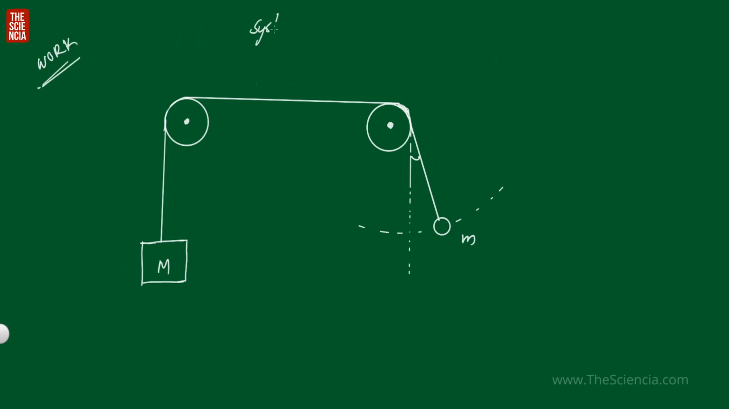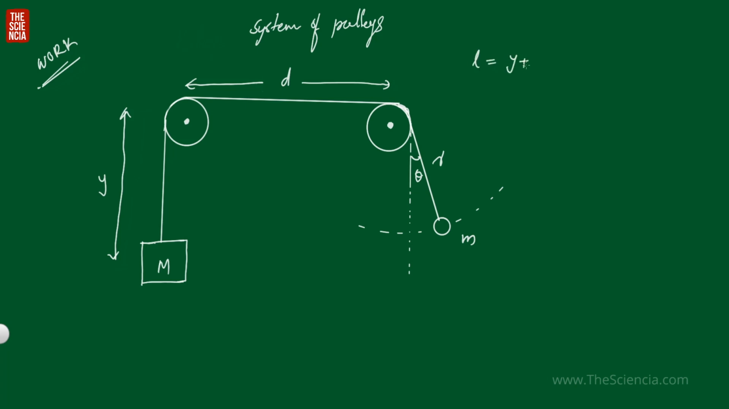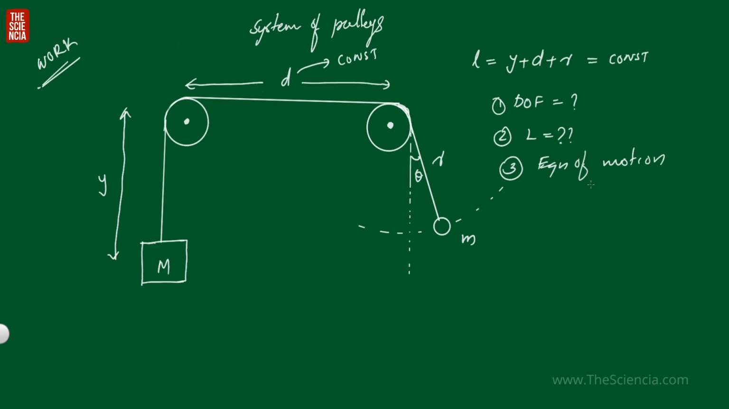This one is a system of pulleys. And a pendulum is oscillating with an angle theta, and the length of this pendulum is r, and the distance between these two pulleys is d, and this distance is y. And the total length of this string L is equal to y plus d plus r. And here I tell you this d is a constant value and L is also a constant value. Now you have to find out degrees of freedom of this system and Lagrangian of this system and equations of motion. Okay, please solve this problem right now.